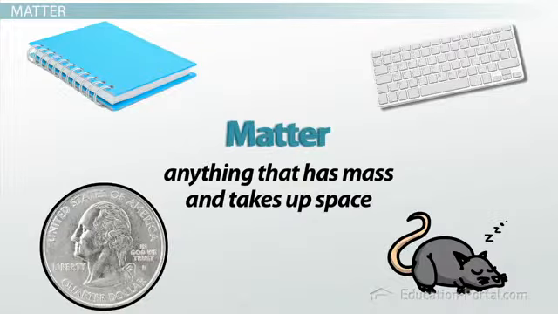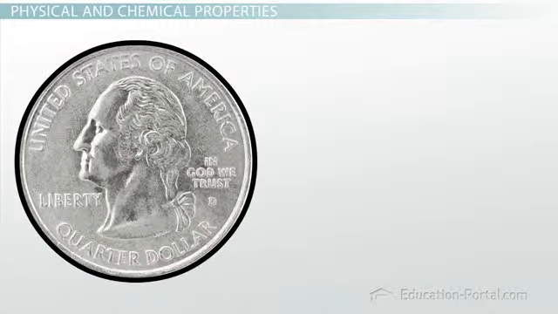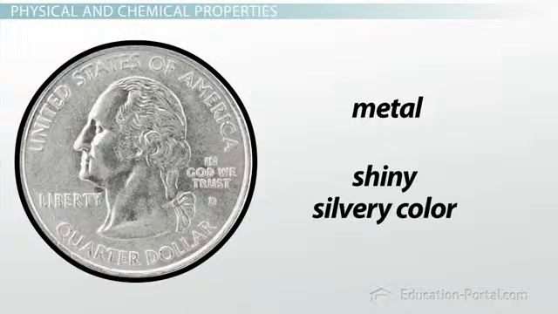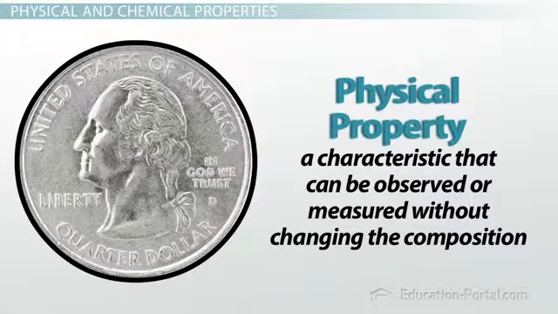Let's take a closer look at a coin in your pocket. It is made from a metal. You can tell it is made from a metal because it's shiny and maybe has a silvery color. Those two descriptions I gave it were called physical properties. A physical property is a characteristic that can be observed or measured without changing the composition.